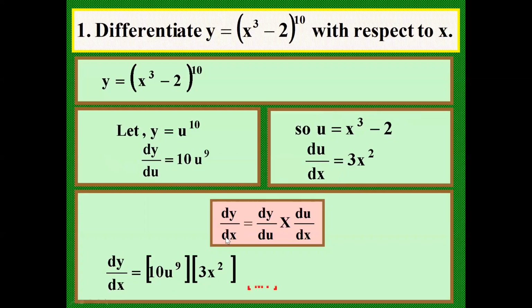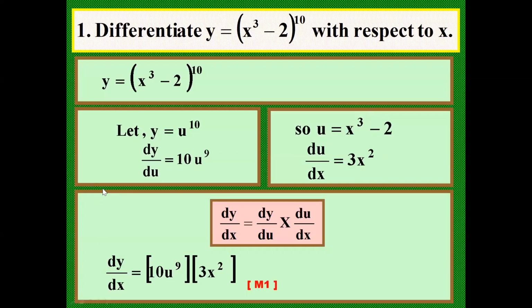Why? Because the marks that will be given is only for dy dx, okay? So when you combine them inside the chain rule, that is where you will see your marks. Okay, but because you are using an unknown here, for this case u, therefore you need to write let u equals to x cubed minus 2.